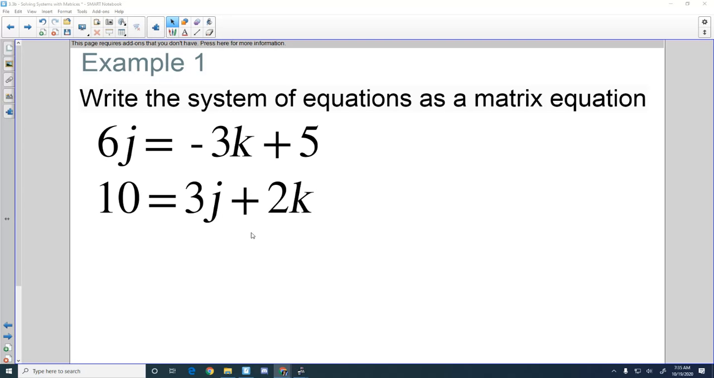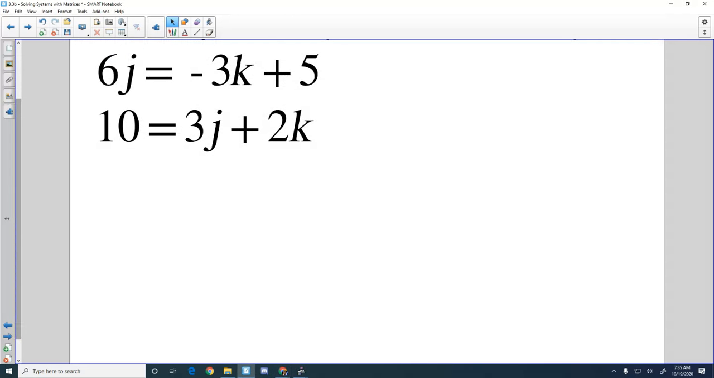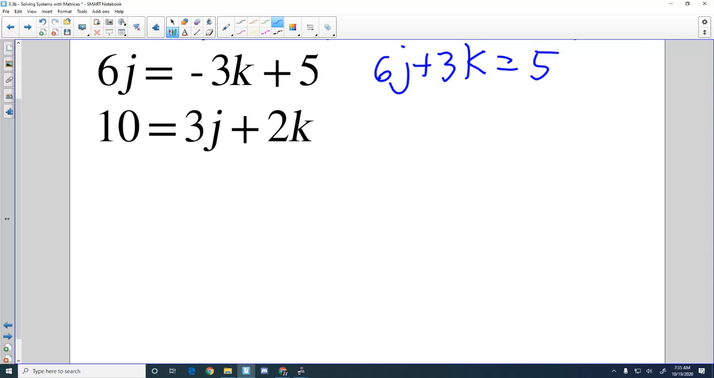All right, so this first one, we've got the j already on the left. We're going to bring the k over just by adding it. So this is going to become 6j plus 3k equals 5. That second one, technically, this is kind of already in standard form, right? J and k are on one side, the constant's on the other side. We're just going to flip-flop it.